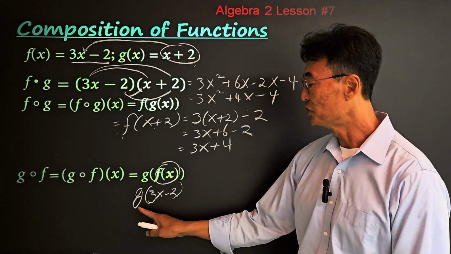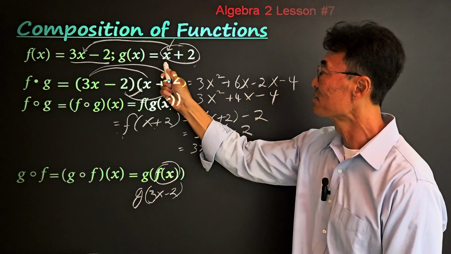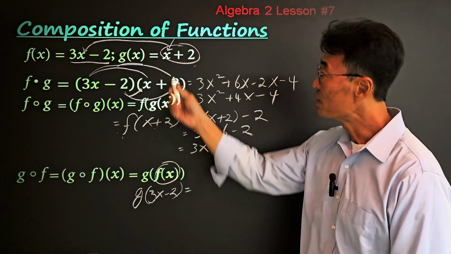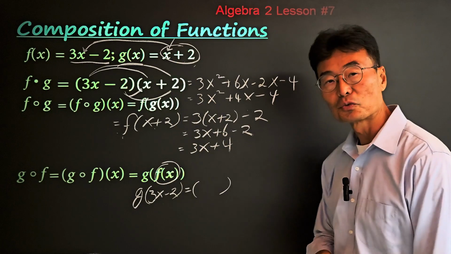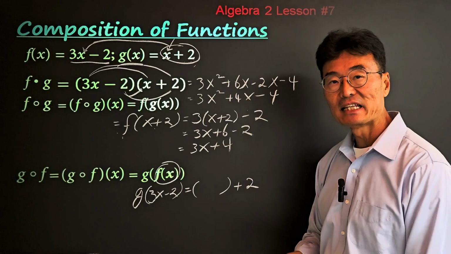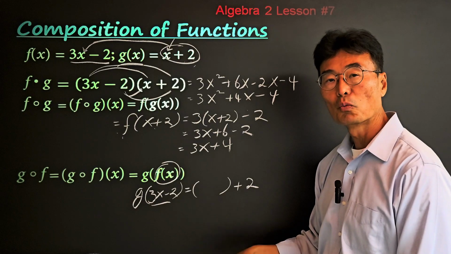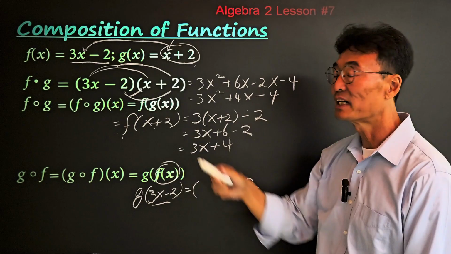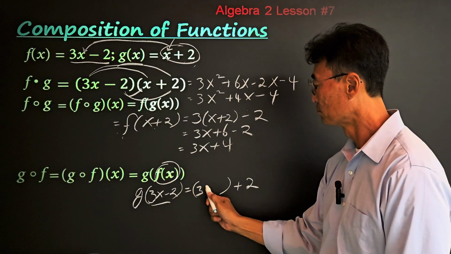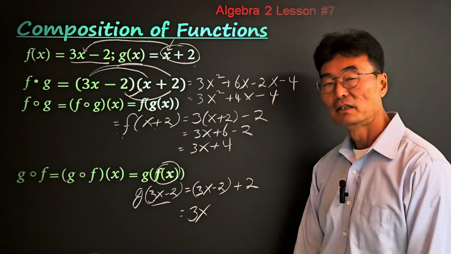Then, to take the g of 3x minus 2, we take that 3x minus 2 and plug it into the x of the g function, where, as I did before, where the x is, I like to go ahead and just put in the parentheses, plus 2, like we had here. And then at the end, I like to take that 3x minus 2 and put it in the parentheses. What we're doing is, once again, replacing the x of the g of x function with the 3x minus 2. If we simplify this, we end up with 3x.